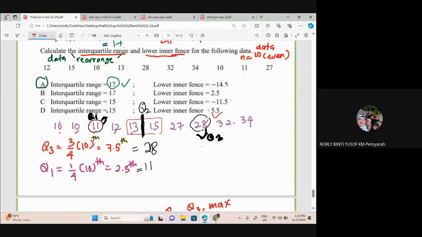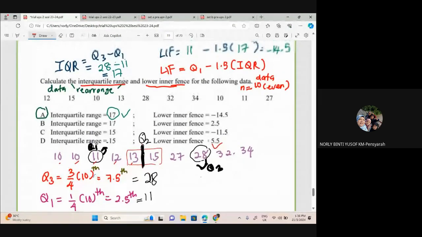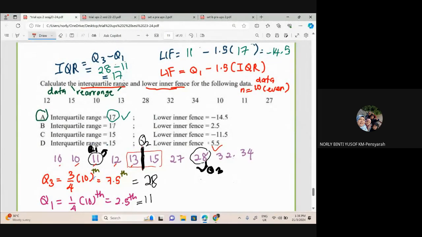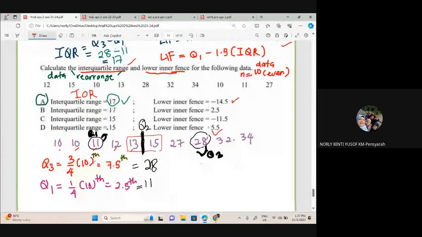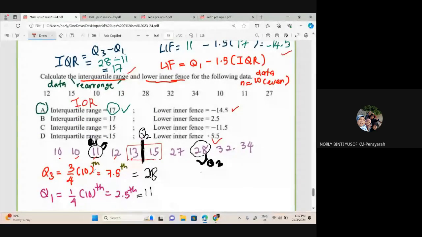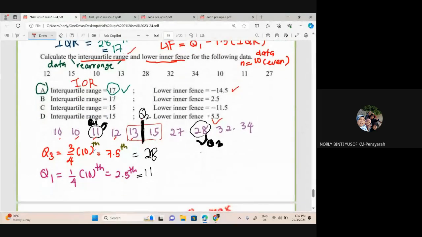So bila you dah dapat third quartile dengan first quartile, since yang you nak kira adalah IQR, you tolakkanlah 28 tolak 11. So you akan dapat 17. Nak cari LIF, guna rumus Q1 tolak 1.5 IQR lah. So masukkan, dapat negatif 14.5. So this is your value lah. So the answer is A. Okay, lower inner fence. LIF lah singkatan dia. Kalau upper inner fence, UIF.